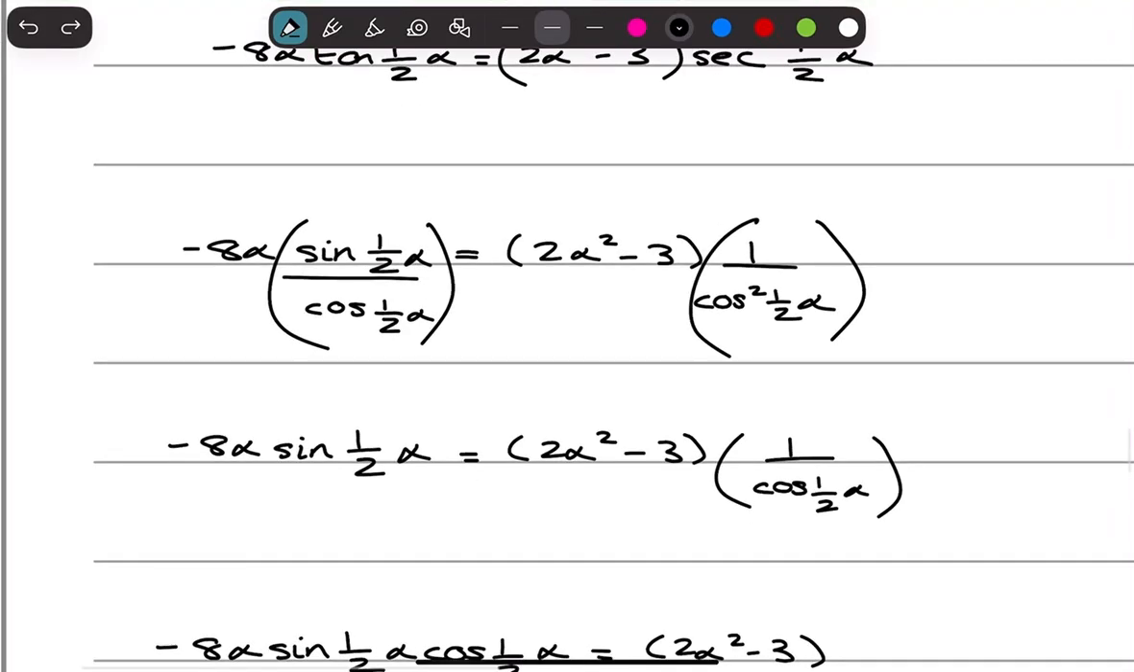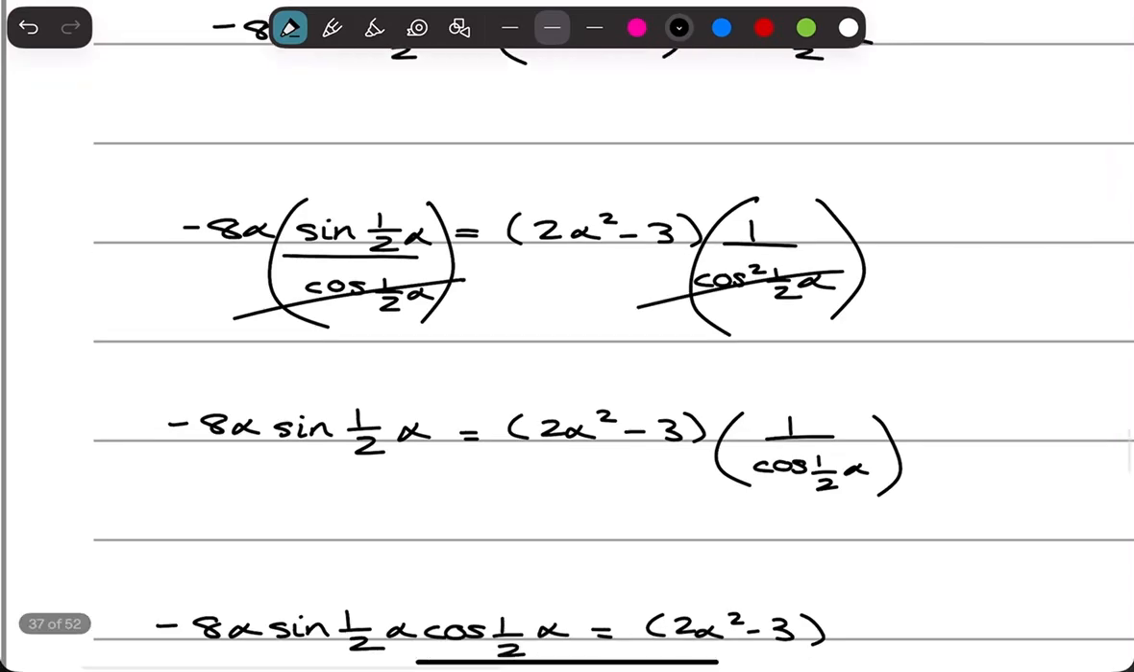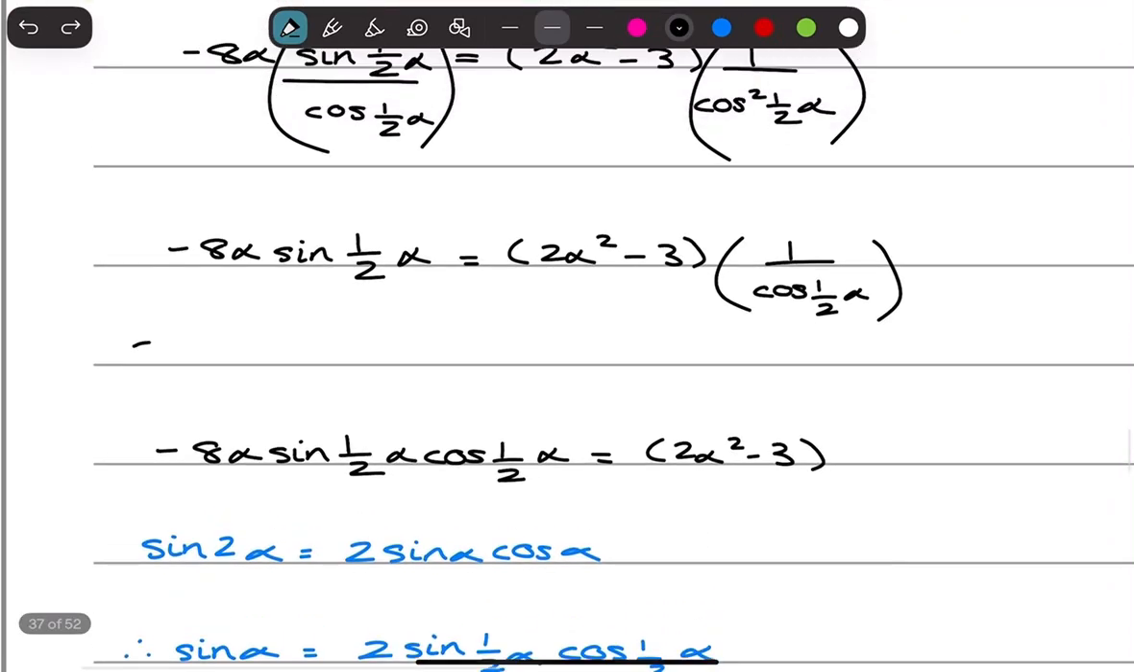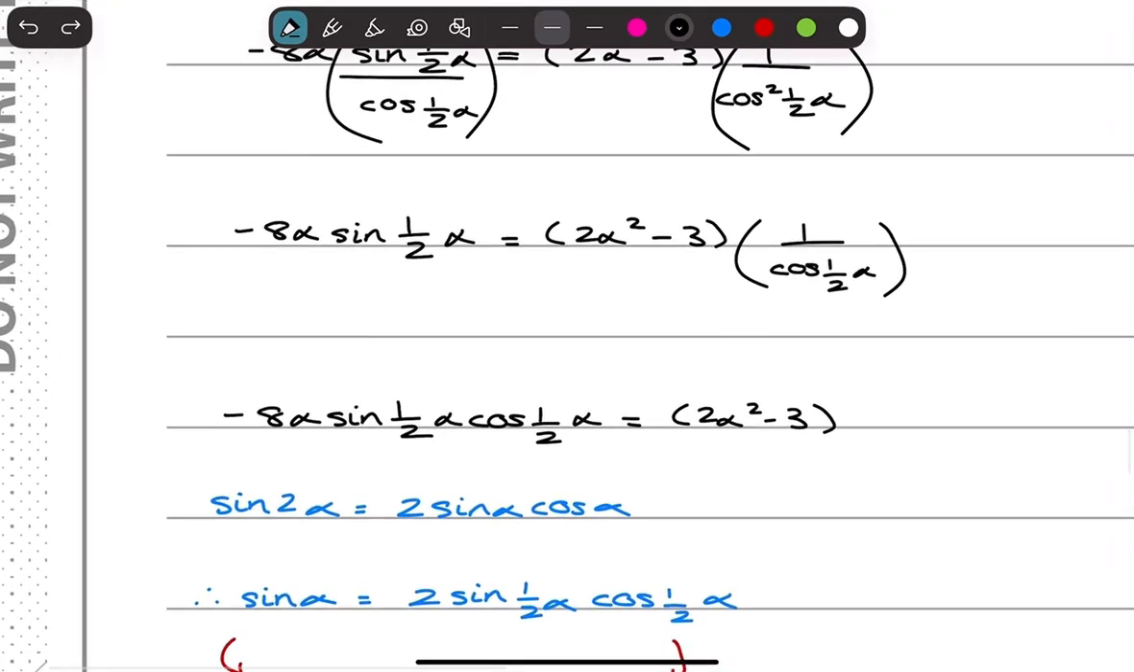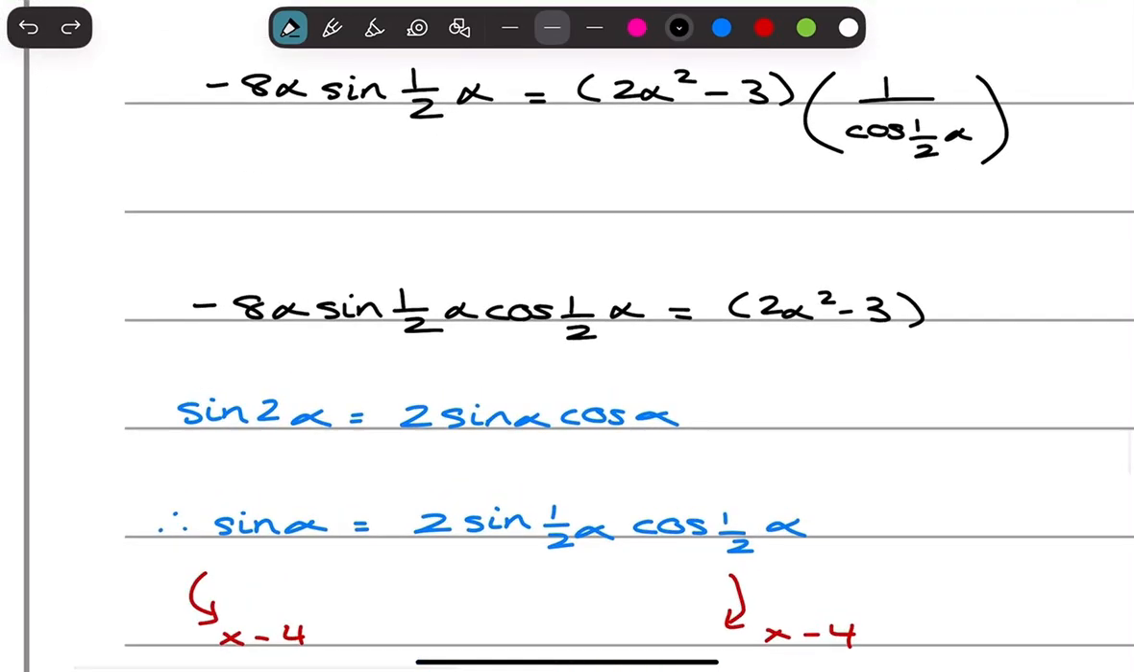So once you end up with that, you should notice that you can cancel a cos half alpha on each side. So I got rid of one of these, and then obviously because this is cos squared half alpha, I also got rid of one of those to end up with this. Now the next thing we can do is we can times everything through by cos a half alpha. And if we do this, we end up with this.